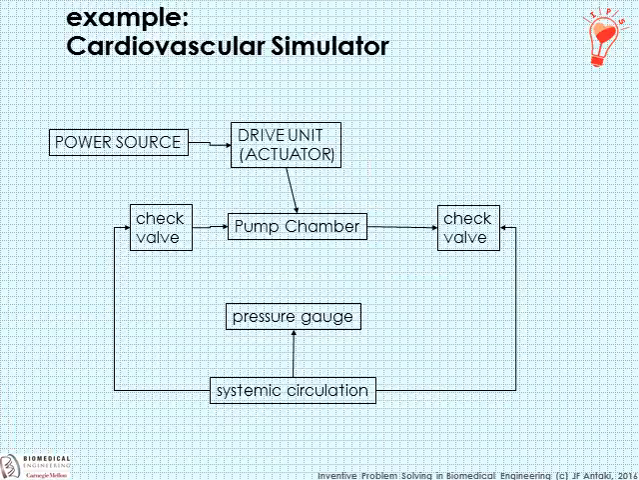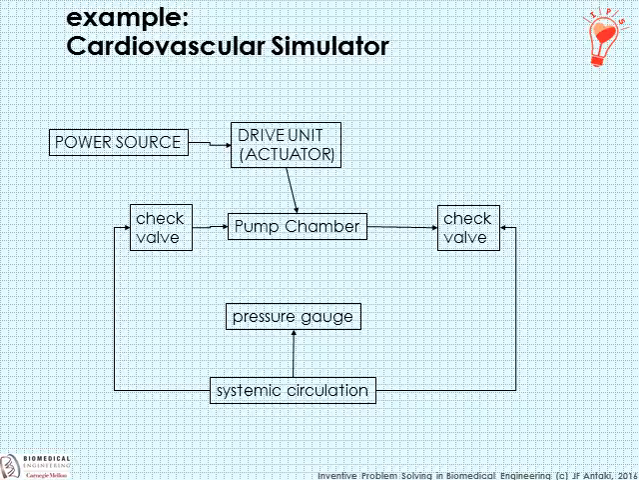Here's another example that I encountered a few years ago when a young lady from grade school wanted to build a cardiovascular simulator. She had virtually no budget and very limited knowledge of engineering, but wanted something that actually functioned. So without consciously going through this exercise, this is effectively what I did: I created in my mind a functional block diagram. What are the main components that we need in a cardiovascular simulator?